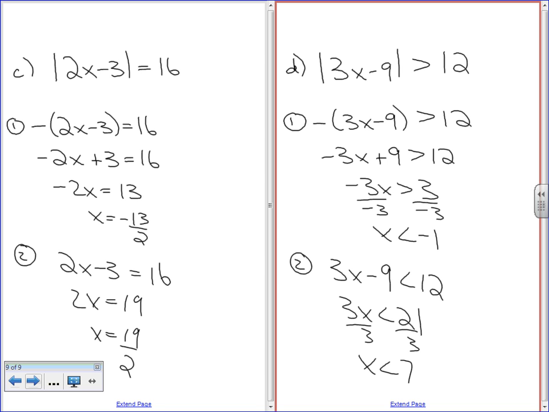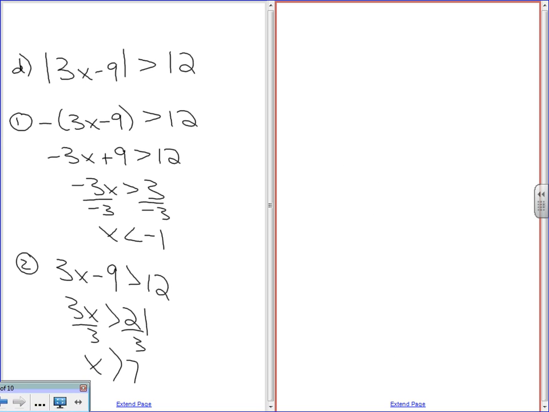And for some reason I wrote that down wrong. Sorry. I wrote the inequality sign in the wrong direction. There. Okay, so there's my other branch. So my answer to the question of when is the absolute value of 3x minus 9 greater than 12? It is greater than 12 when x is less than negative 1 and when x is greater than 7. So I'm going to write it now into a nice answer. X is greater than 7 and x is less than negative 1. Does that make sense?